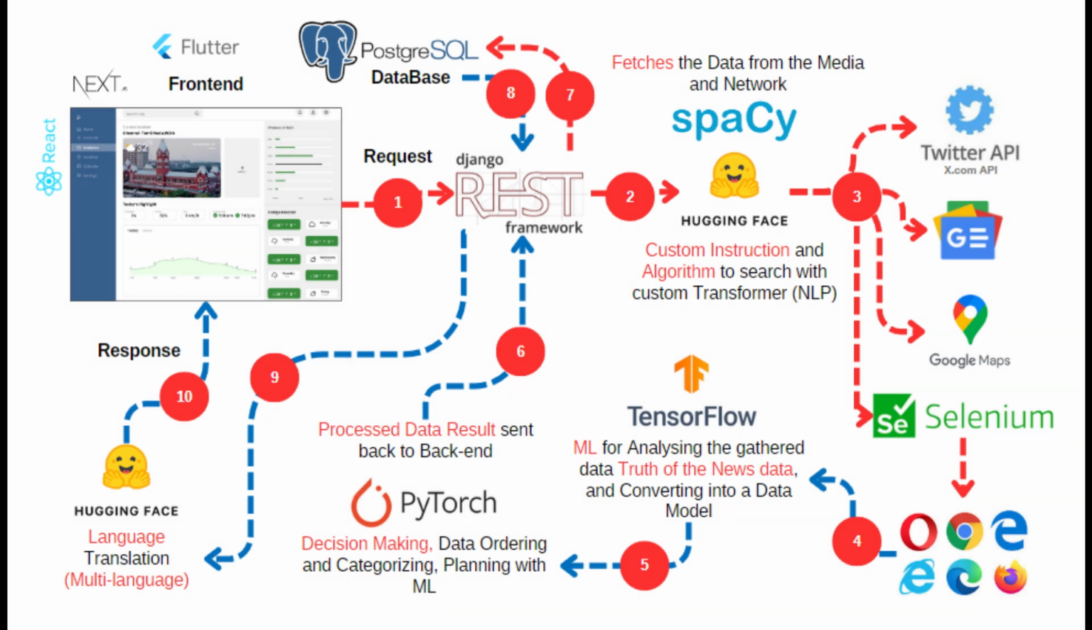Step 6. Backend processing. The processed data is sent back to the Django REST framework for further handling. The backend manages all the operations related to data categorization and decision-making.